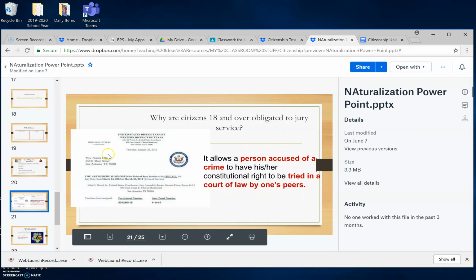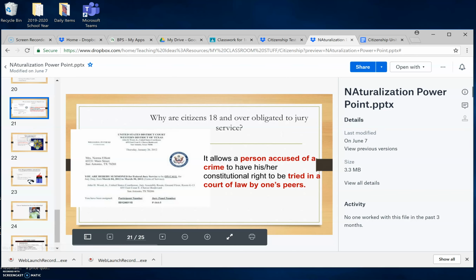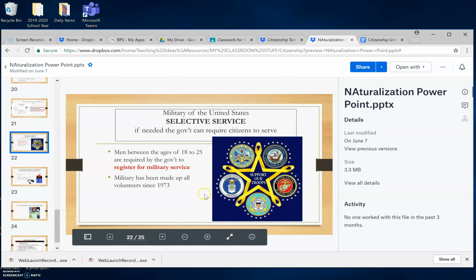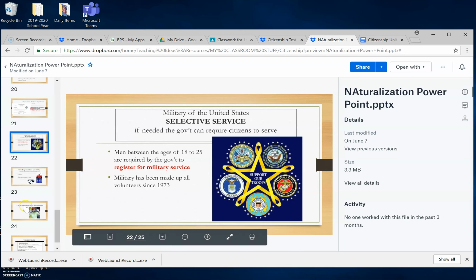Just talked about that. So what a jury summons looks like. Okay, so moving right along. Selective service, remember, is men between the ages of 18 and 25 are required by the government to register for military service. Military has been made up of volunteers since 1973. It was the Vietnam War was the last time that a draft took place where young men were selected and had to go fight in Vietnam.